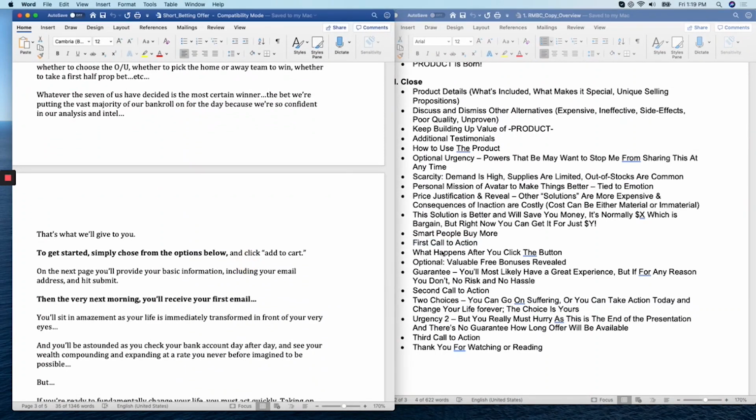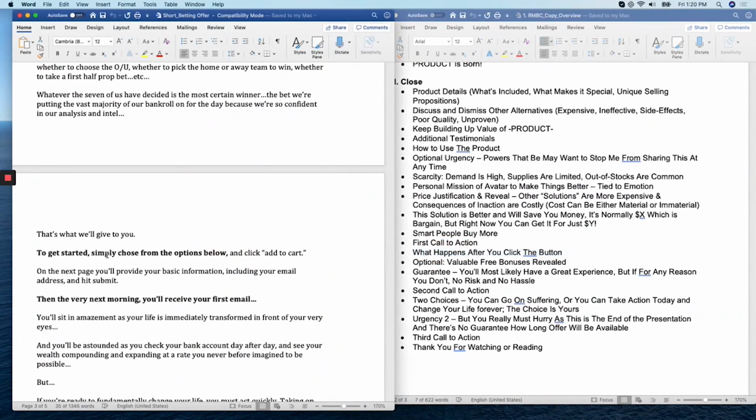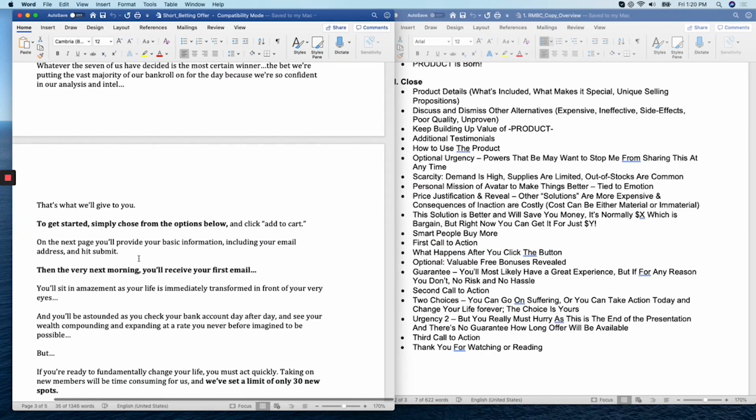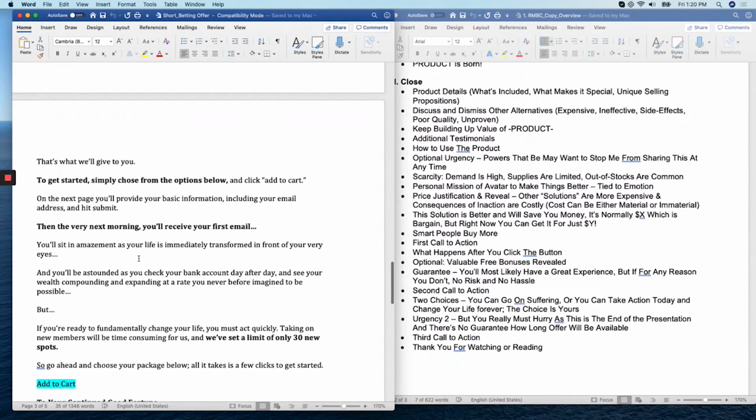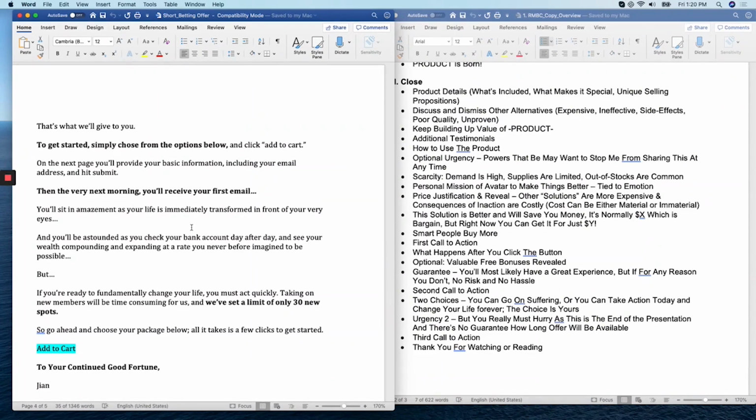On the next page, so again, first call to action, what happens after you click the button? Well, to get started, simply choose from the options below and click add to cart. On the next page, you'll provide your basic information, including your email address, and hit submit. Then the very next morning, you'll receive your first email. You'll stand in amazement as your life is immediately transformed in front of your eyes, and you'll be astounded as you check your bank account day after day and see your wealth compounding and expanding at a rate you never before imagined to be possible.